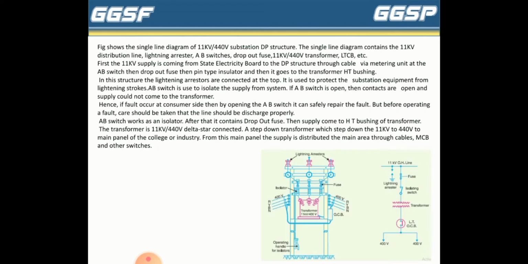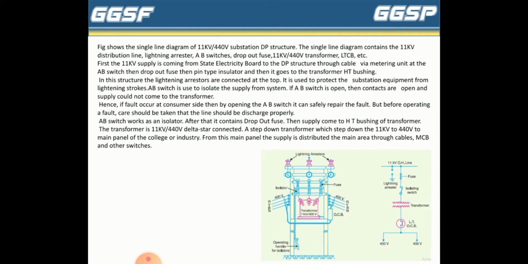The figure shows the single line diagram of an 11 kV 400 volt substation DP structure. The single line diagram contains the 11 kV distribution line, lightning arrestor, AB switches, dropout fuse, 11 kV 440 volt transformer, LTCB, etc. First, the 11 kV supply comes from the state electricity board to the DP structure through a cable, with a metering unit at the AB switch, then the dropout fuse, then the pin type insulator, and then it goes to the transformer HT bushing. In this structure, the lightning arrestors are connected at the top. They are used to protect the substation equipment from lightning strokes.